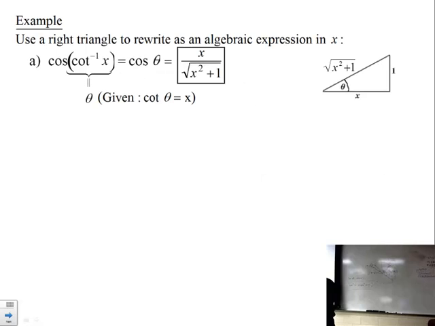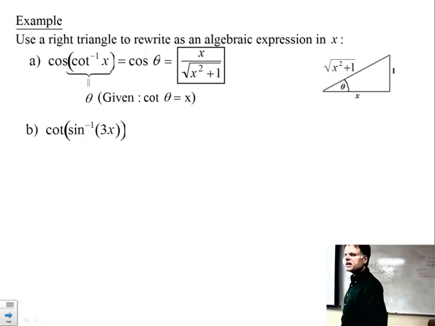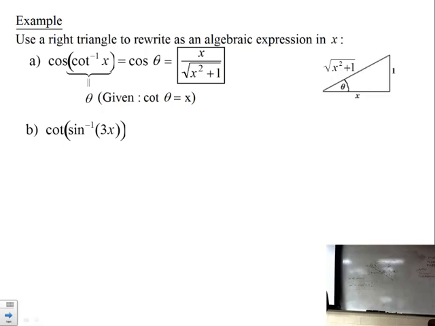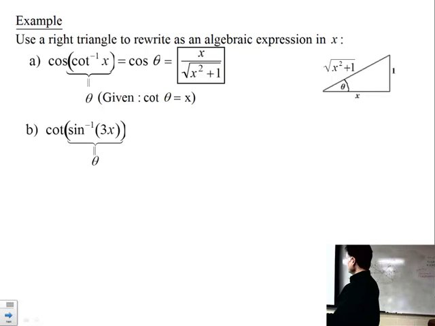All right, well, I'm going to skip part A. Let's do part B. So we're going to use a right triangle to rewrite this as some algebraic expression in x, not involving a trig function. So cotangent of the sine inverse of 3x. Well, we could do what we did on the previous slide, except now we're using expressions instead of concrete numbers. The same idea. Call that thing theta.